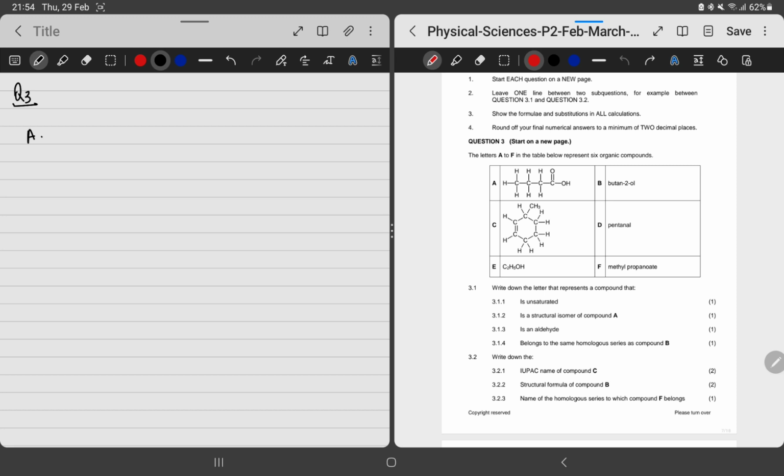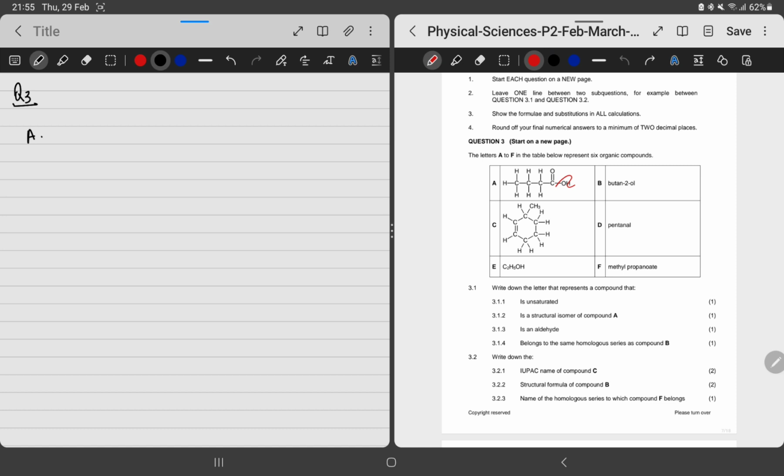Now let us name. The first step is to identify the longest continuous carbon chain. So we are going to have that. That is the longest continuous carbon chain. And then we need to ensure that the functional group forms part of that chain. And then, yes, indeed it does. The functional group forms part of that chain. And then we are going to number our carbon atoms, ensuring that the functional group gets the least possible number.